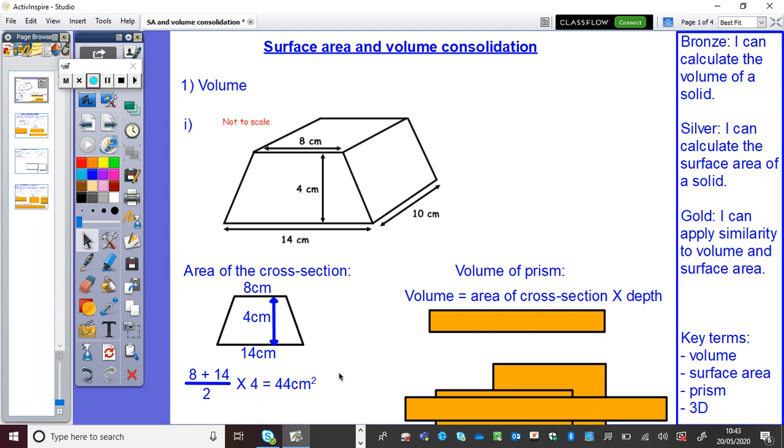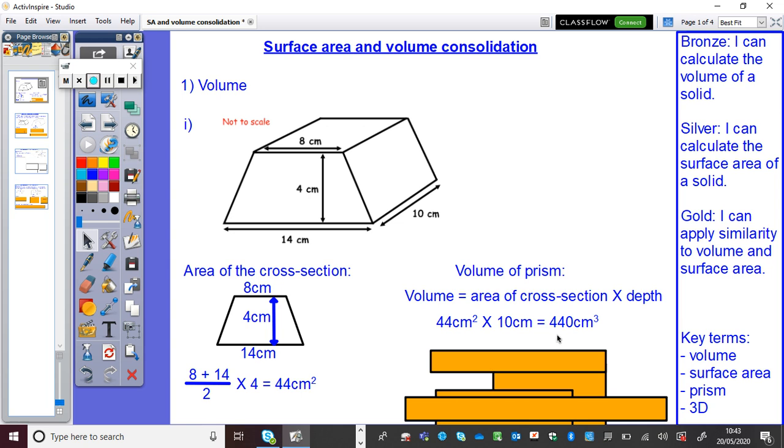Notice that I've got my centimeters squared on there. It's super important that you include those units. I've already written this down, but volume is area of cross section multiplied by depth. My depth is 10, so 44 multiplied by 10, 440 centimeters cubed. Job done, all good. I've hit my bronze target.